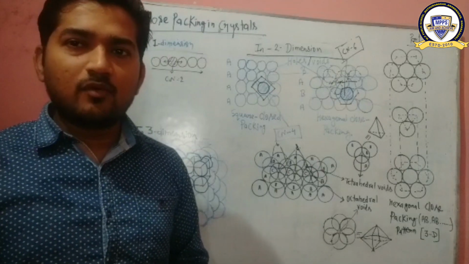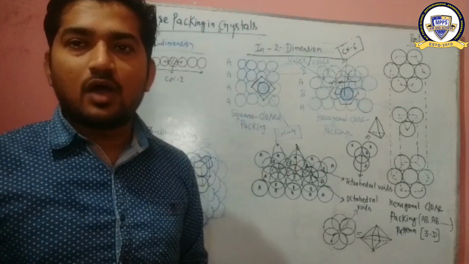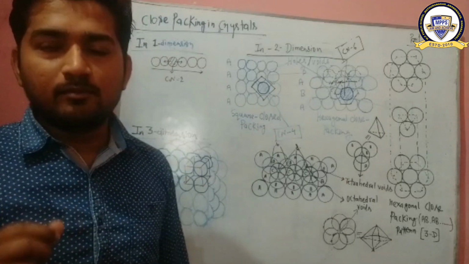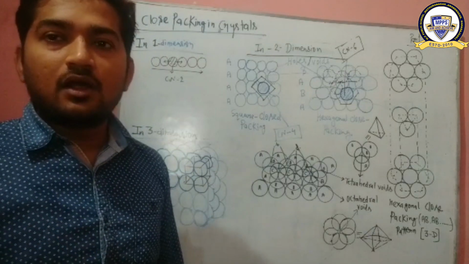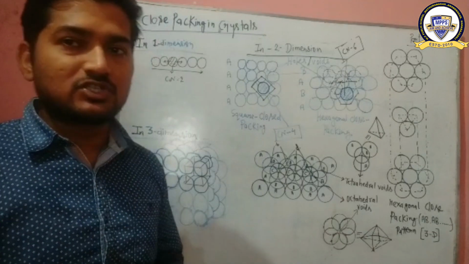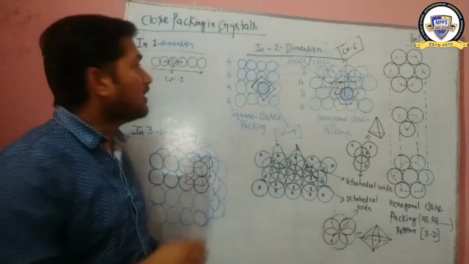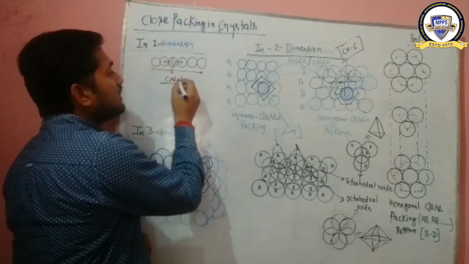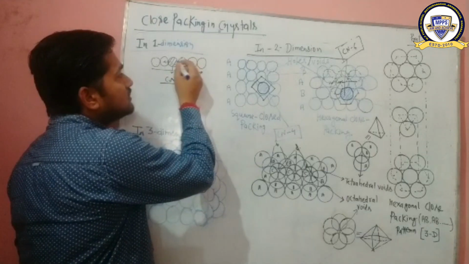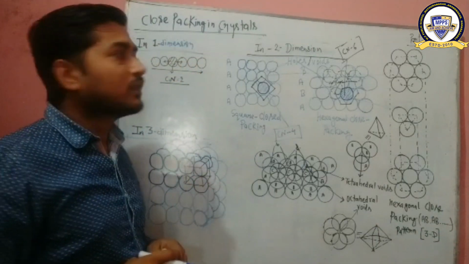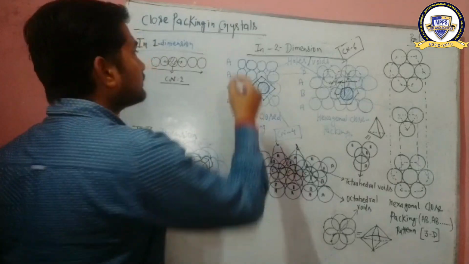What is the meaning of coordination? We already discussed that. Coordination is just a number which represents the neighboring particles. How many neighboring particles touch the spherical particle? So in this condition, coordination number 2 represents that the sphere is touched by 2 adjacent particles. Okay.